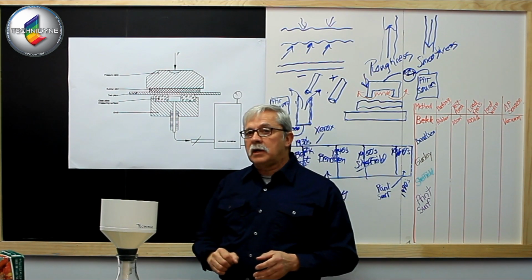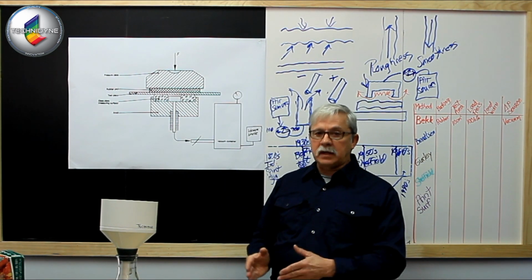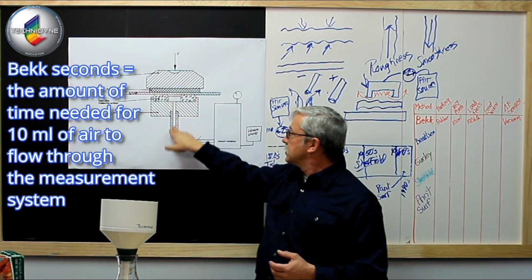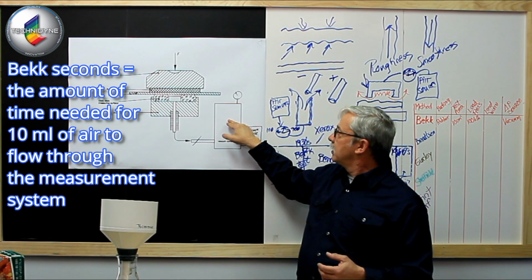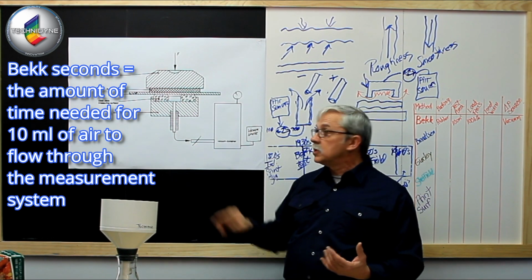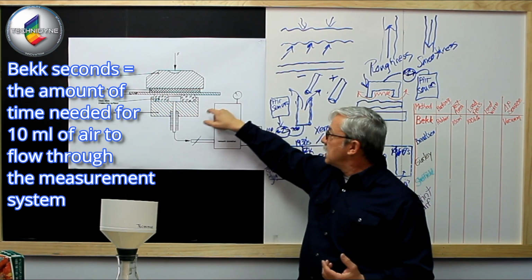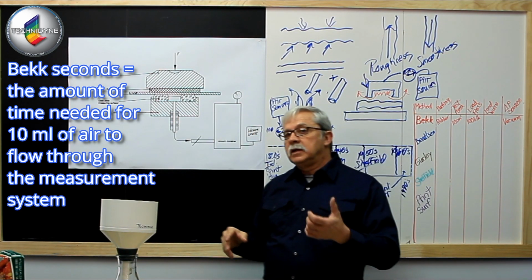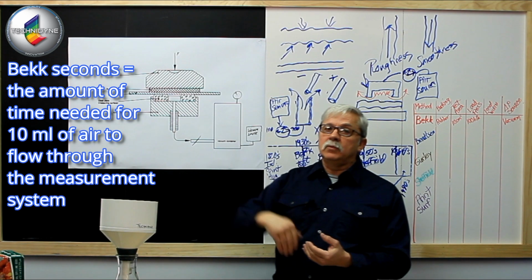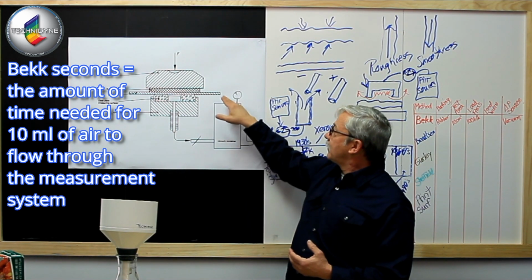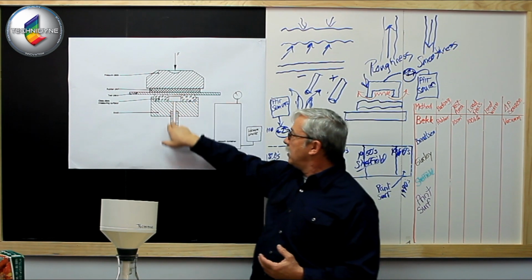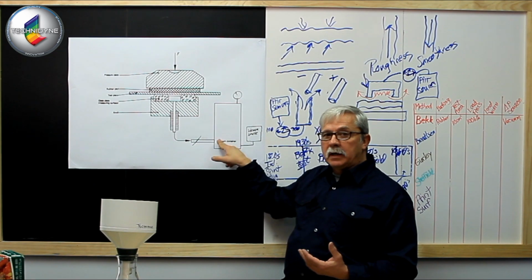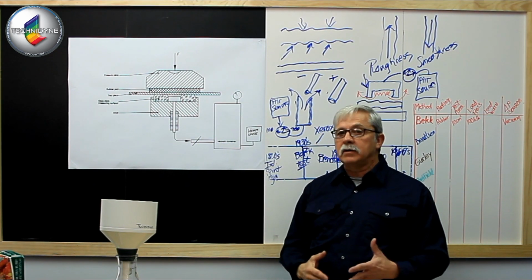I'm going to name those the Bekk seconds. The time it takes for 10 milliliters of air to flow across this surface through the channel into the evacuated chamber is my Bekk seconds. So if I have a rough sample, you can guess that I'm going to have a high rate of air that travels through my pathway. That's going to give me a shorter period of time in which I've drawn through my 10 milliliters of air. If I have a very smooth sample, I'm going to restrict the airflow, so it's going to take longer to evacuate and reach my target negative pressure.